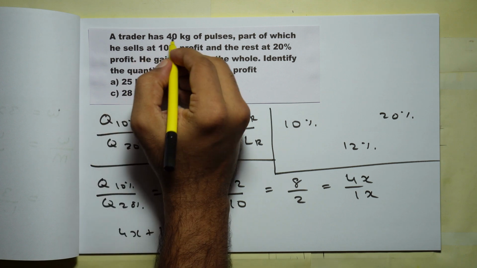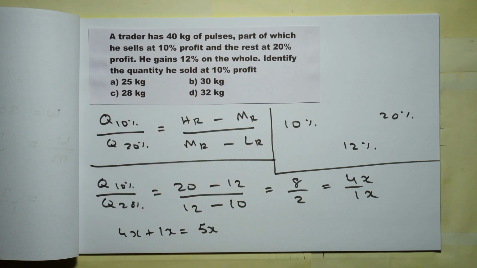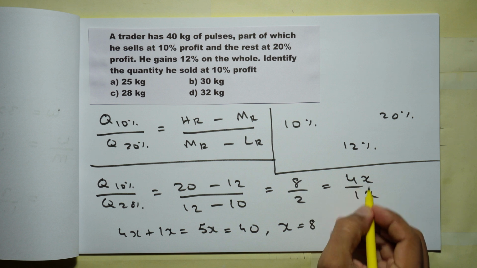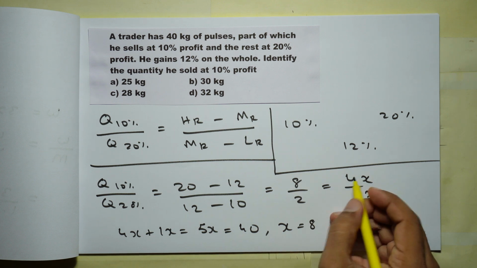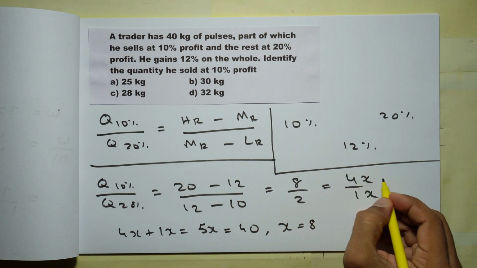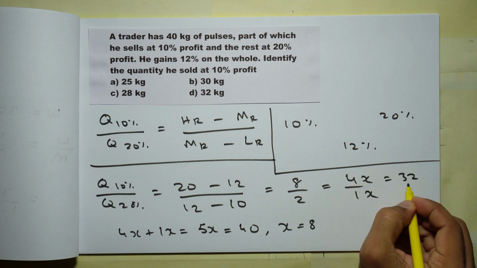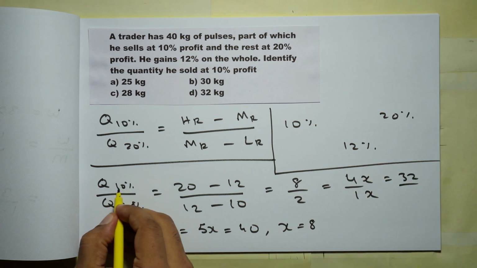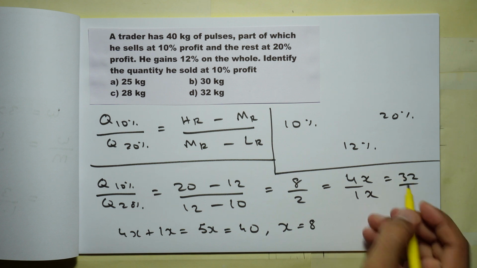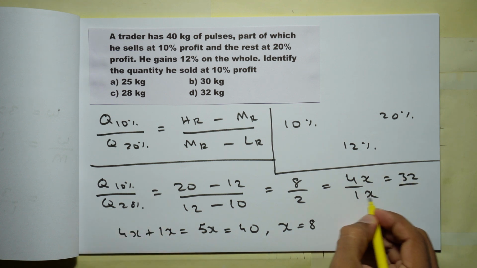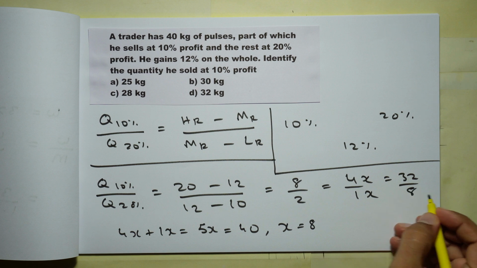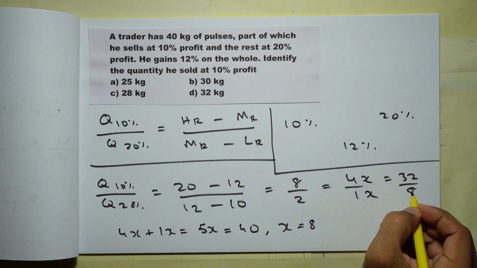And the total quantity that he had is 40 kilograms. So this total quantity 5x is equal to 40. Or x you will get as 40 by 5, which is 8. So the actual quantities are 4x and 1x where x is 8. So 4 into 8 is 32. And so at 10% he invested 32 kilograms and at 20% he invested 1x where x is equal to 8. So the actual quantities are 32 and 8.